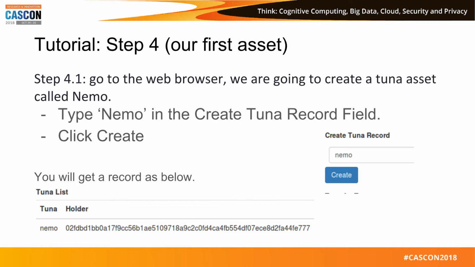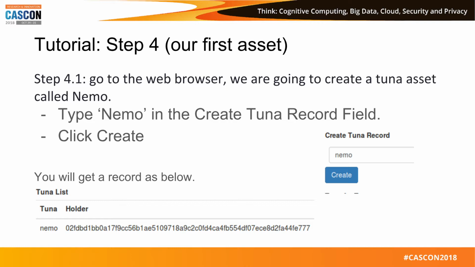Okay, now let's create our first asset. Go to the section creating a record, type into the input Nemo, and then click the button create. After you click create, you will see the tuna list with a new asset, which is Nemo, and then the holder.